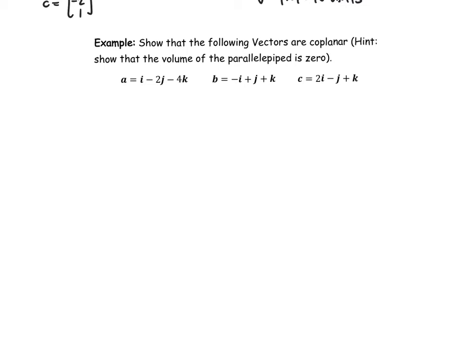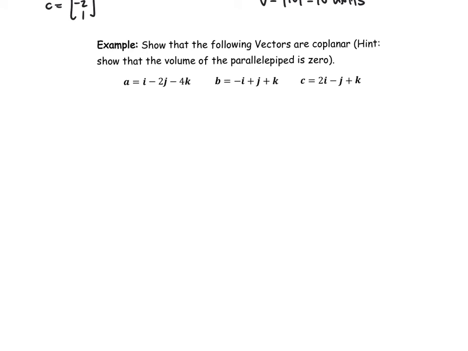Let's work with A cross B. We'll do the same thing we just did above, A crossed with B. Set up the determinant of this matrix, 1, -2, -4, and -1, 1, and 1. Let's set up the components and then we'll do the algebra.